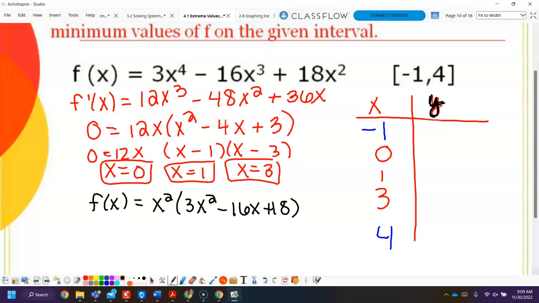So like -1 squared is easy, it's just 1, so that kind of eliminates. So now it's just taking 3 times -1 plus 16 plus 18. So 16 and 18 is 34. 34 minus 3 is 31. When I do it again, 0 is my favorite by taking out the x squared. 0 times anything is always 0. So, boom.